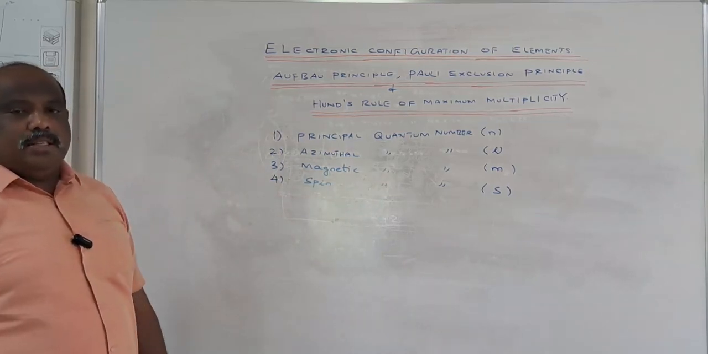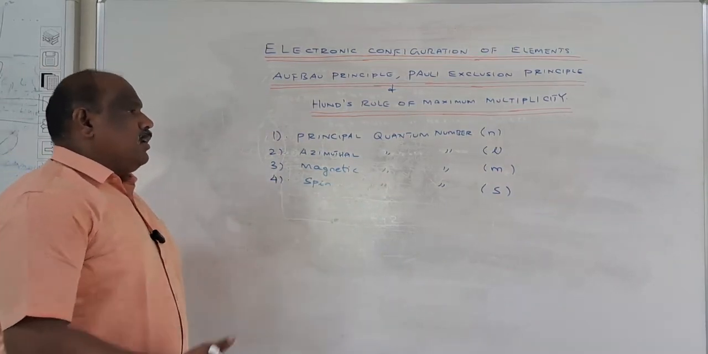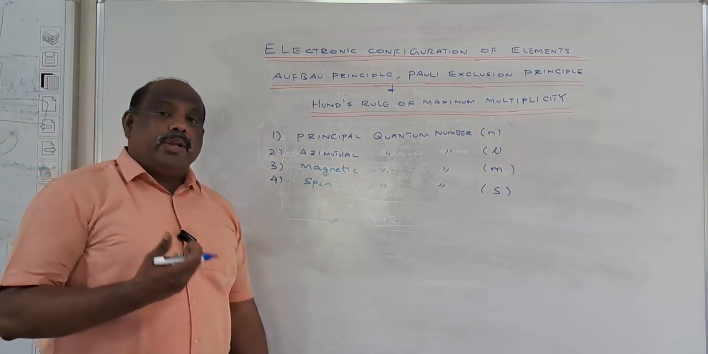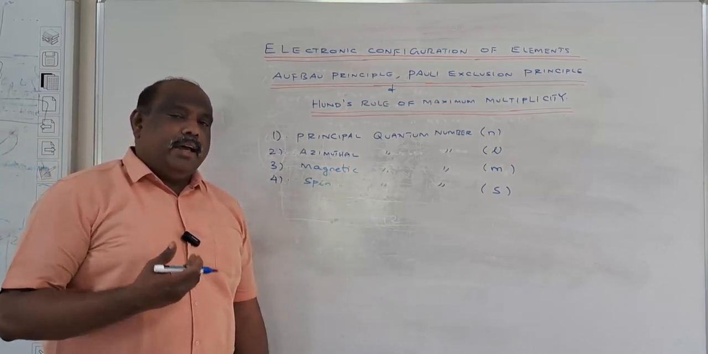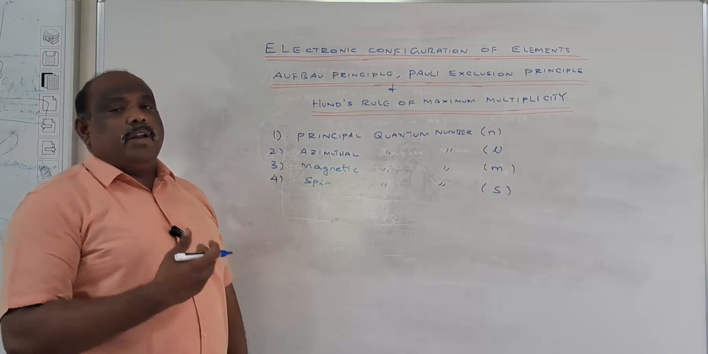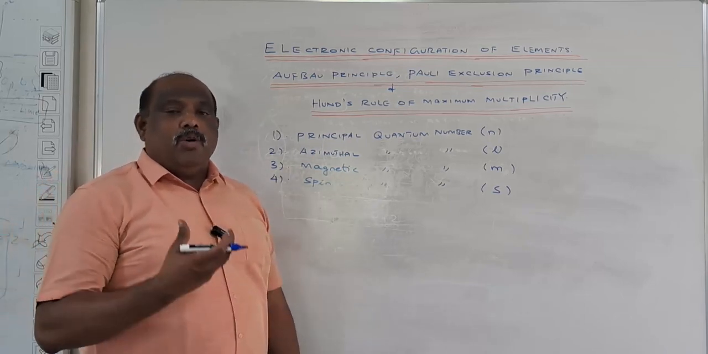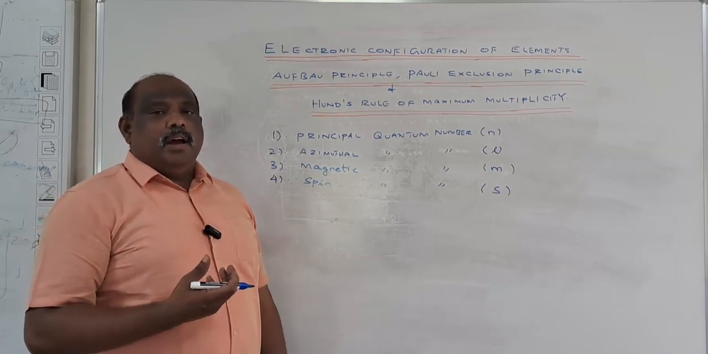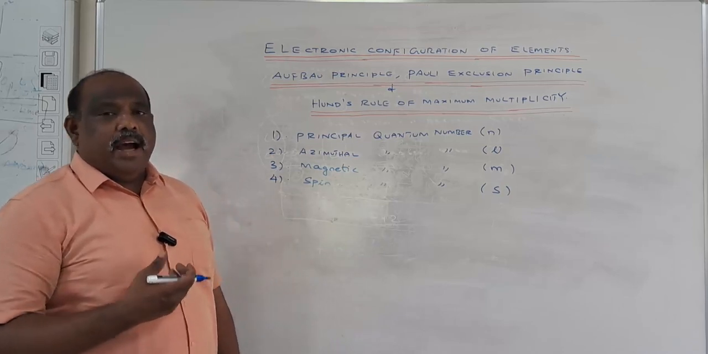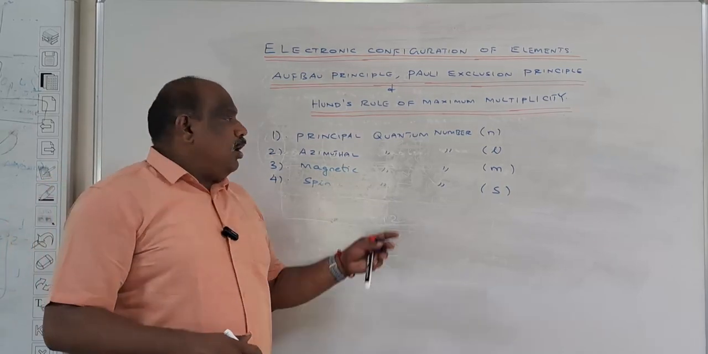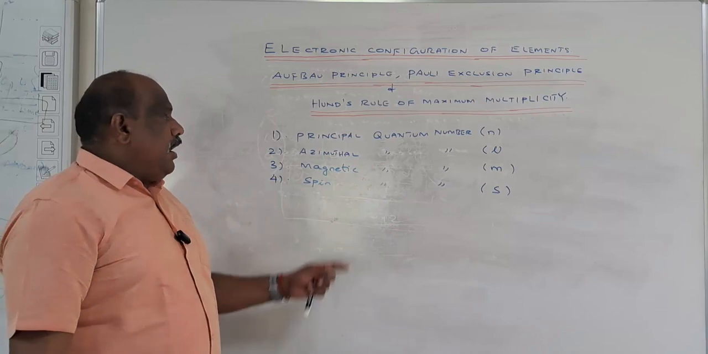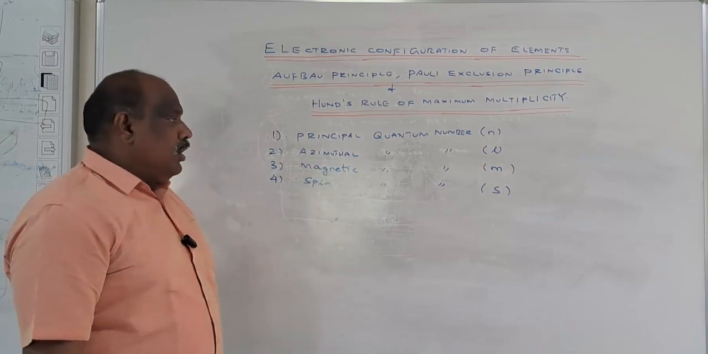As we discussed in the last session, these quantum numbers are used to identify the location of the electrons, how far away they are from the nucleus, the shape of their orbitals, their magnetic characteristics, and in which direction they rotate. So all these characteristics of the electrons are defined by these four quantum numbers.